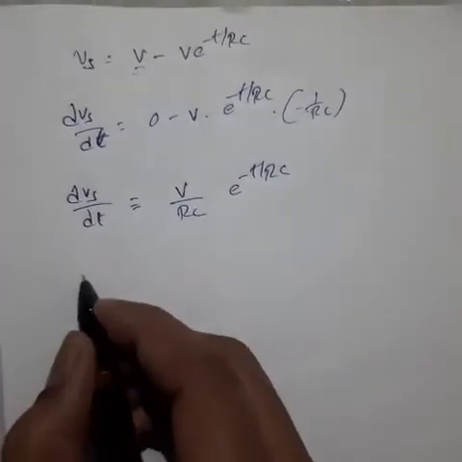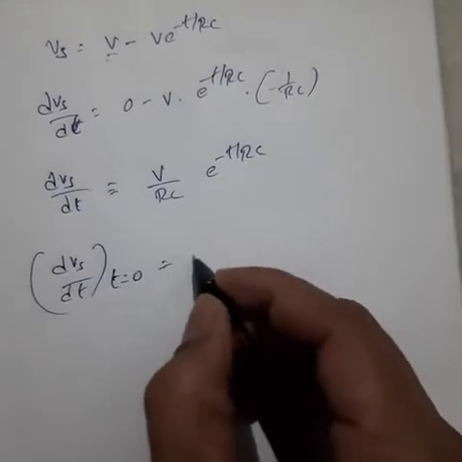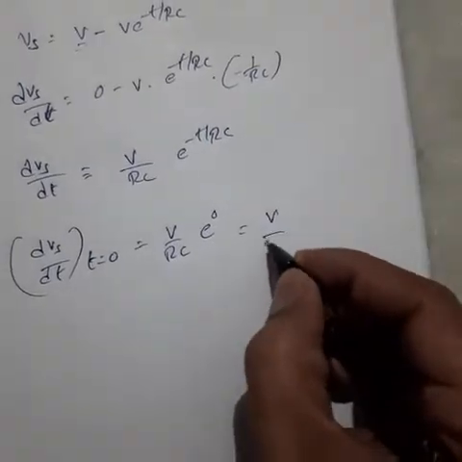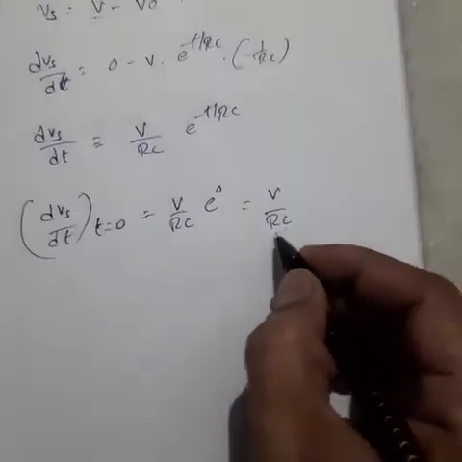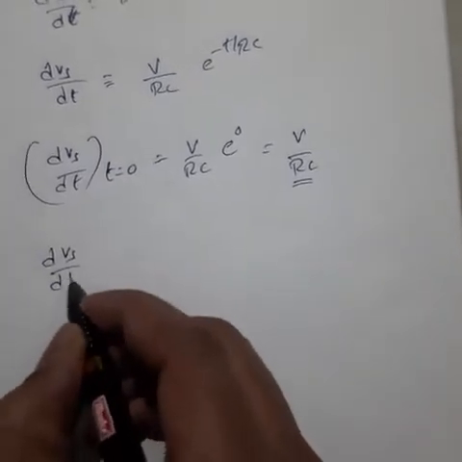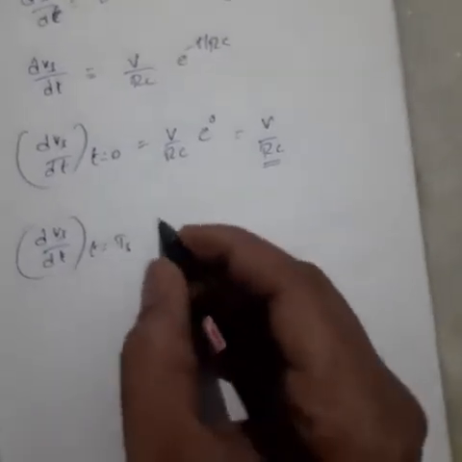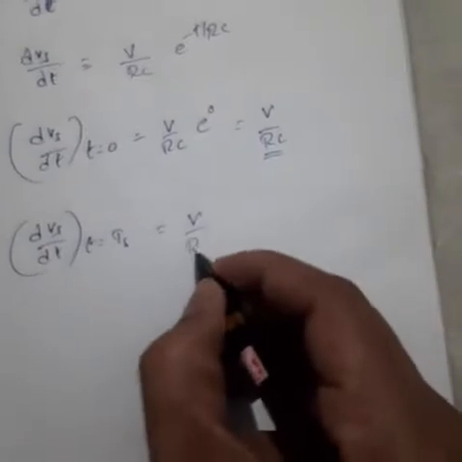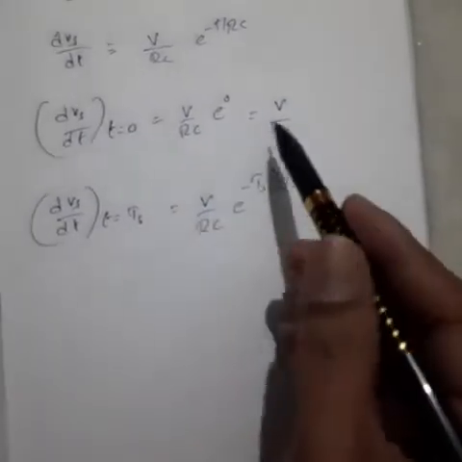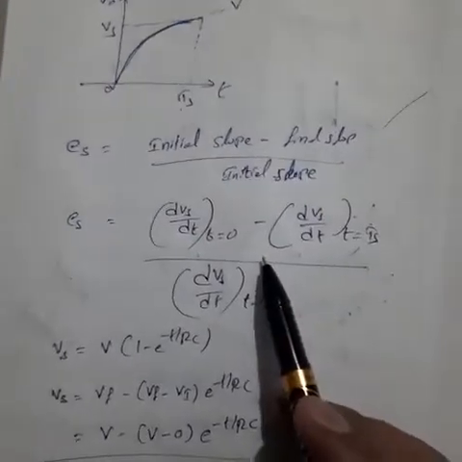But we need the initial slope, dVs by dt at t equal to 0. Then V by RC into e power 0, and the value of e power 0 is 1. So you will get V by RC. This is the initial slope. Similarly, the final slope, dVs by dt at t equal to ts, is V by RC into e power minus ts by RC. This is the initial slope, this is the final slope. Substitute these two slopes in this basic equation.